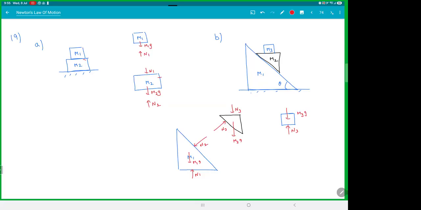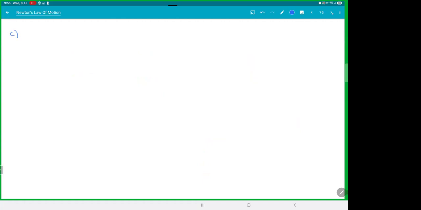All clear with this? This is important. You should know how to draw the forces. That's it. This is the thing. FBDs and all, they should know how to draw the forces. Anyone confused with this, please ask. Great. I'll give you a few more. So let's draw them.